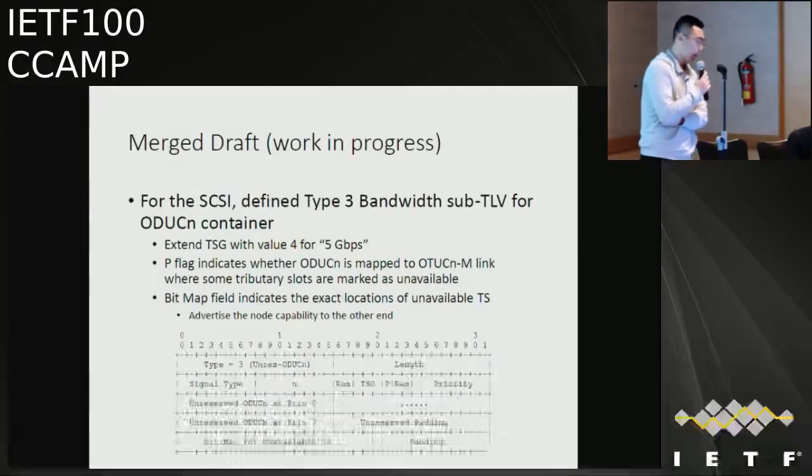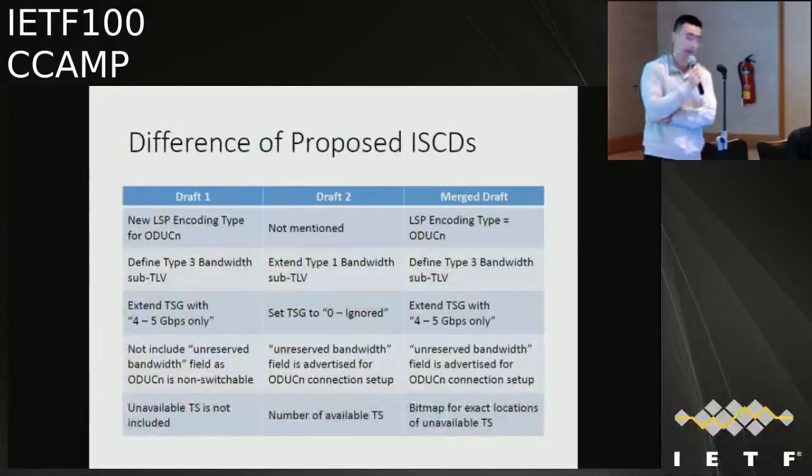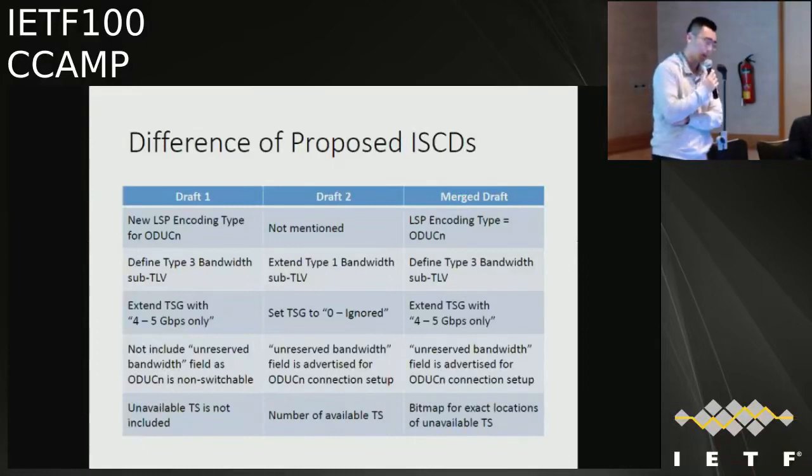it's added in the merged draft. Here is the comparison of the three drafts. We can see that the merged draft can combine the two drafts. First, the RSP encoding type for the ODUCn and the bandwidth sub-TLV type, and extended tributary slot granularity, and define an unreserved bandwidth for the ODUCn connection setup, and the information about the available tributary slots.